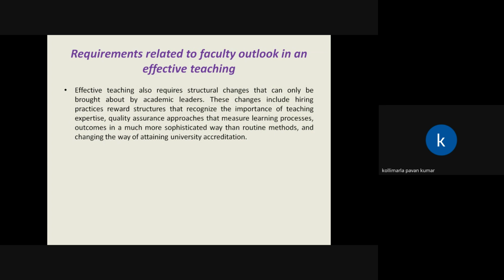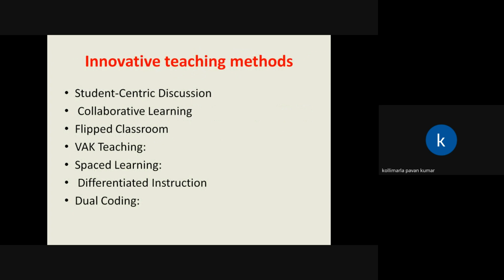Even though experience counts, we are not ready to accept the changes, or not ready to face the challenges. So these quality assurance approaches measure learning process outcomes in a much more sophisticated way, for the chance of attaining university accreditation. Now all these things are the barriers and the requirements. So far we have discussed the barriers, that means the challenges to implementing effective changes, and the requirements to implement those changes.